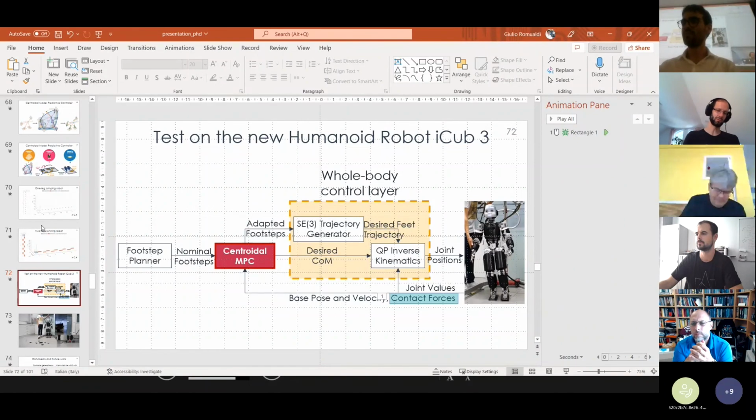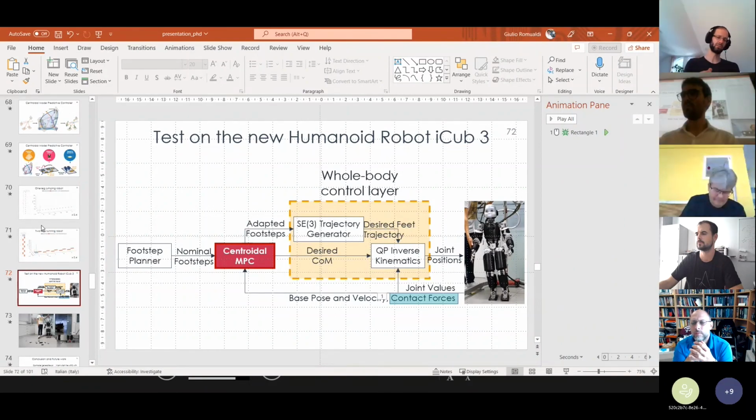Do you think the problem is more in vibrations, so somewhat higher frequency, or more on the tracking, also the foot tracking? Yeah, exactly. Okay. Very interesting.